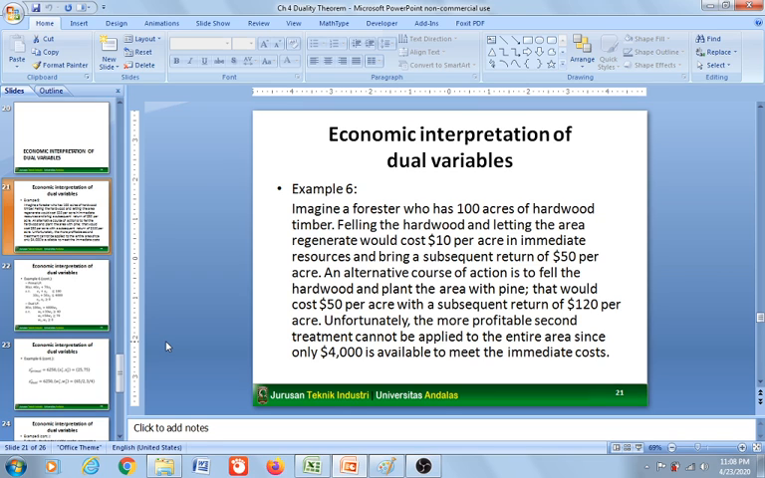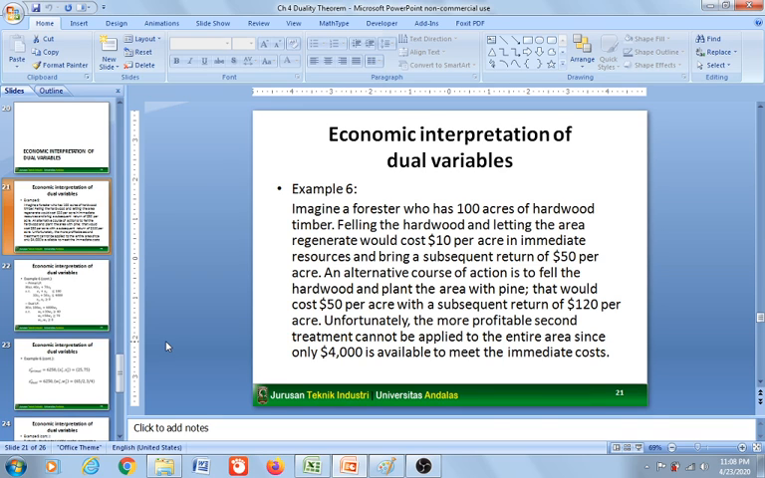So in this video we will discuss the economic interpretation of dual variables. In order to explain the economic interpretation of the dual variables, I will use example number 6.